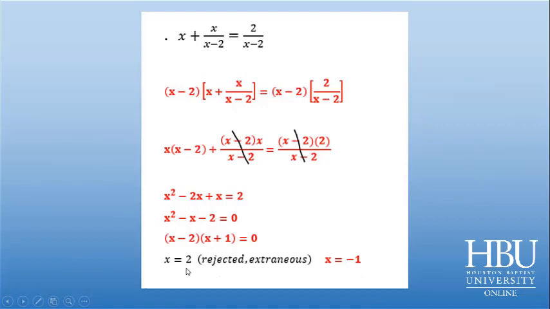But wait, 2 has to be rejected. It's extraneous. It's not a true solution. Why? Because if you substituted 2 for the x back in the original equation, you would have a 0 in the denominator. And remember, you can never divide by 0 in mathematics. So we say that 2 is rejected as being extraneous. It's not a true solution. The only solution to this equation is x equals minus 1.